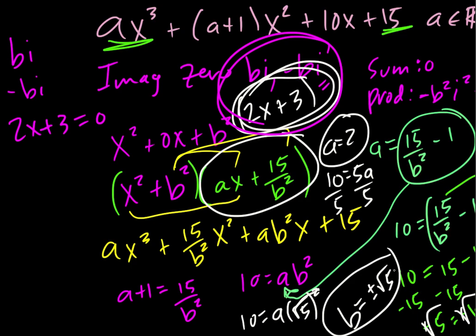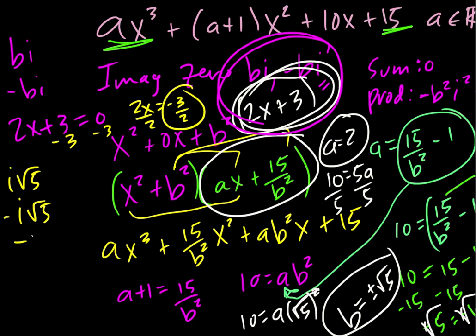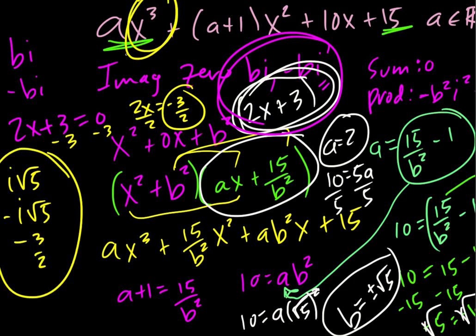So b is plus or minus the square root of 5. So it's just going to be the square root of 5 with an i, and negative i square root of 5. And then when we solve this, 2x equals negative 3, divide by 2, divide by 2, and we get negative 3 halves. So those are the 3 zeros. It was a third degree polynomial, so we know that's all we needed.